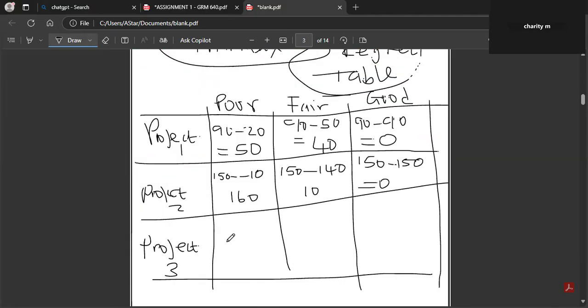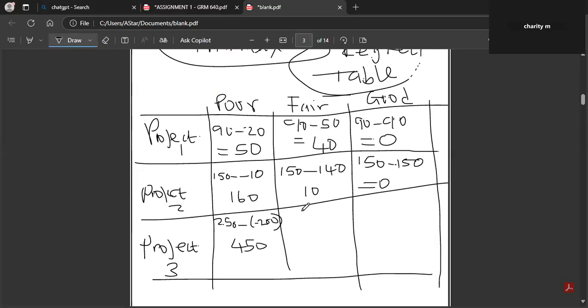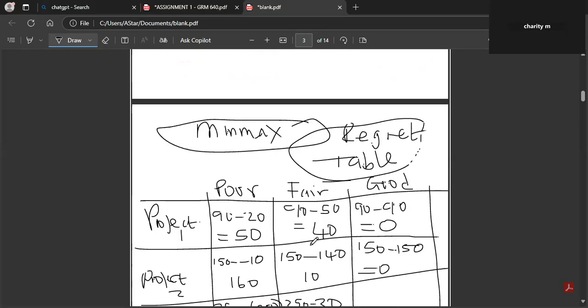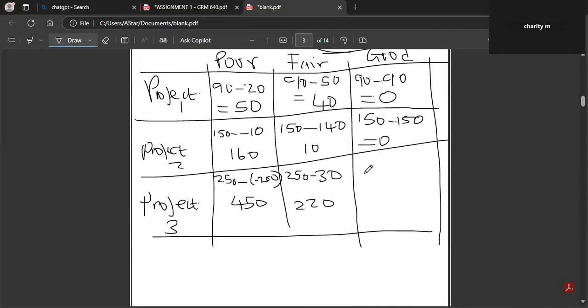So this one will be 250 minus negative 200, which will be 450. Now the other one will be 250 minus 30, which is 220 here. Then the other one is 250 minus 250, which is 0.